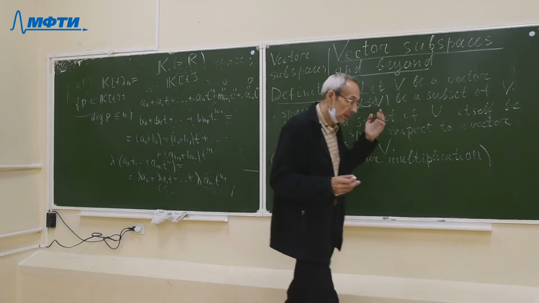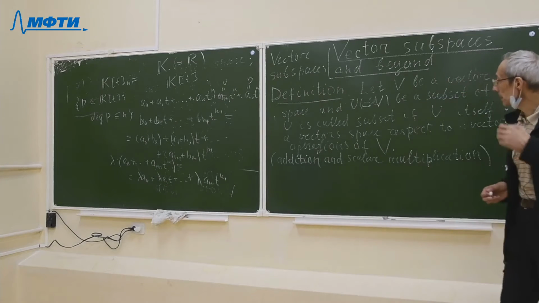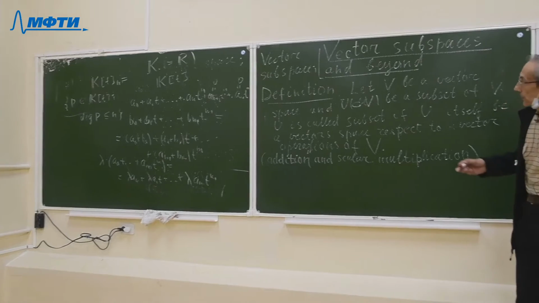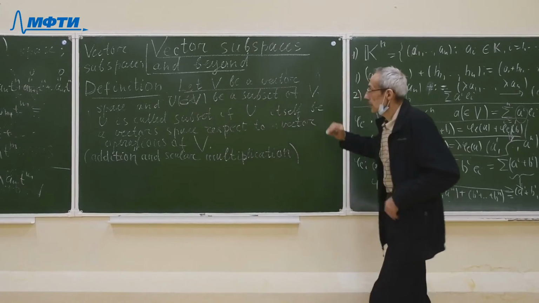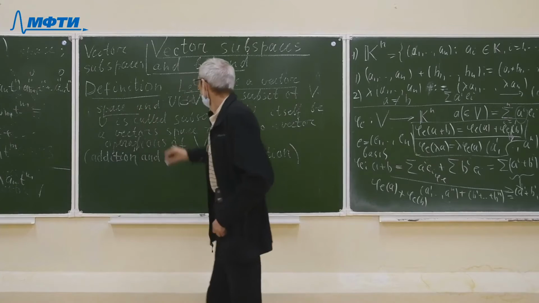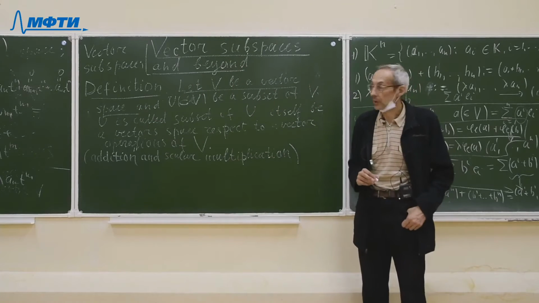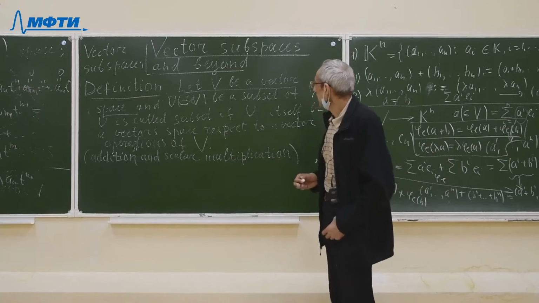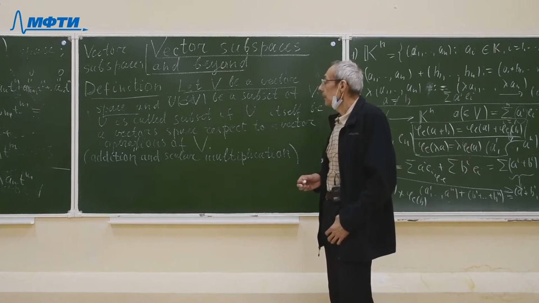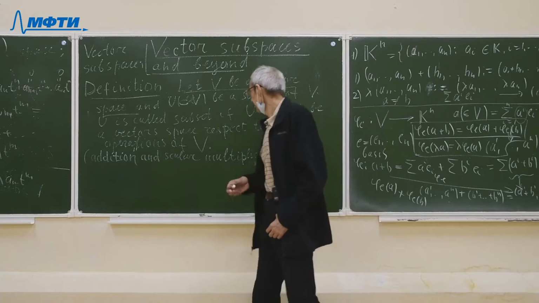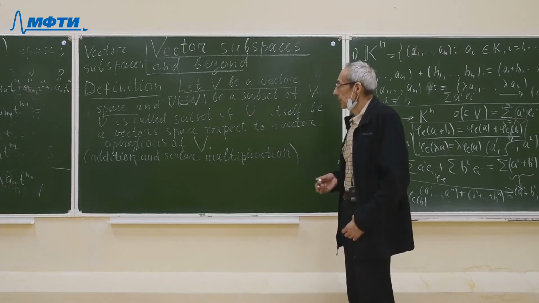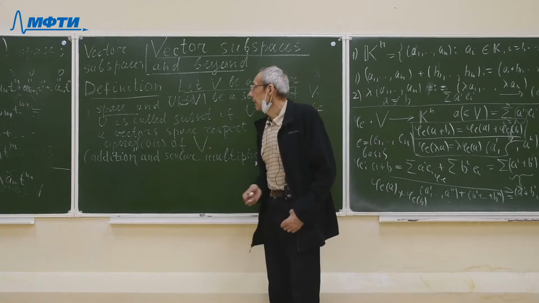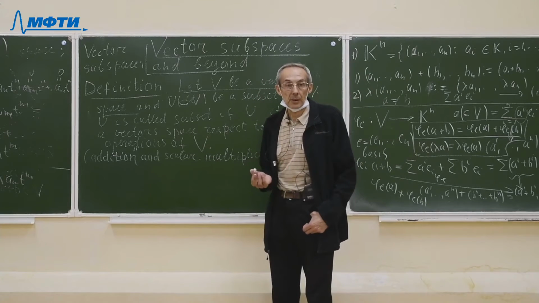And we can generalize this example and consider the general definition of a vector subspace. Let V be some vector space over some field K, and let U be a subset of V. If U is itself a vector space with respect to the operations of the initial vector space V, in this case U is called a vector subspace.